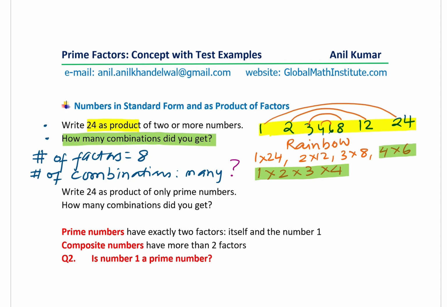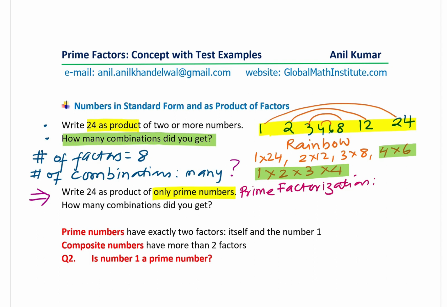Okay, let's look into the second question, and that is, write 24 as a product of only prime numbers. Now that is critical. When we have to write 24 as a product of only prime numbers, how do we write that? So that is particularly called prime factorization. Correct? So that is called prime factorization. How could we do it?